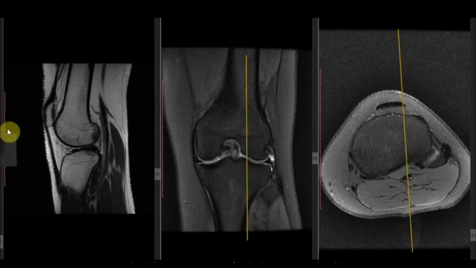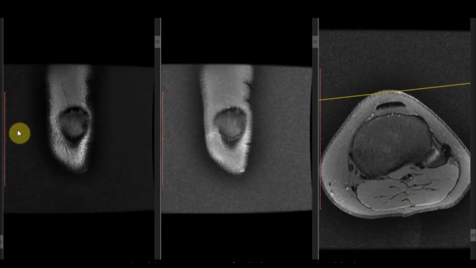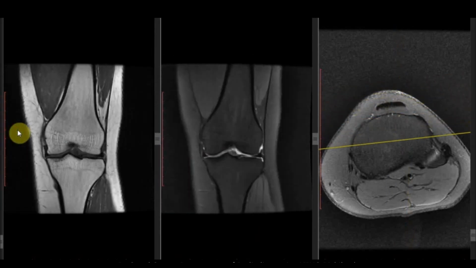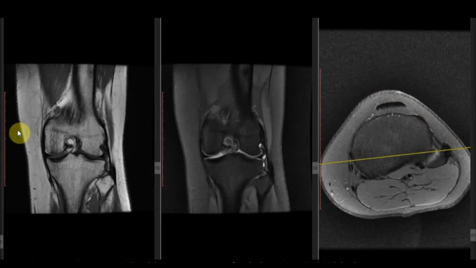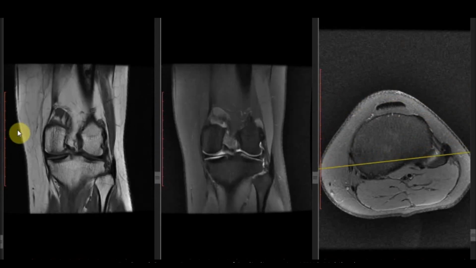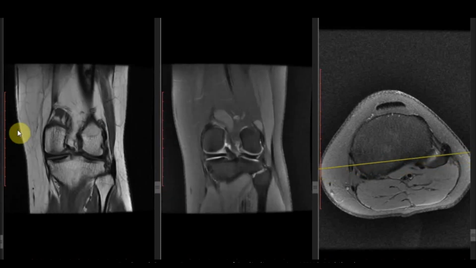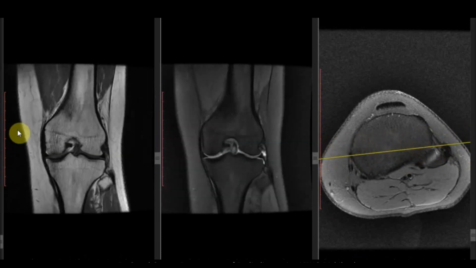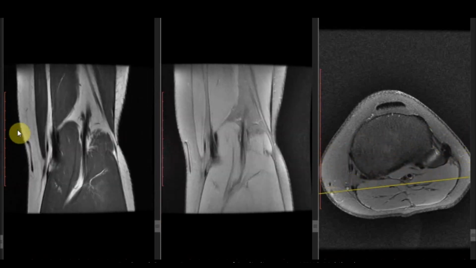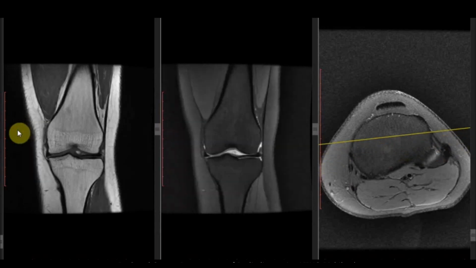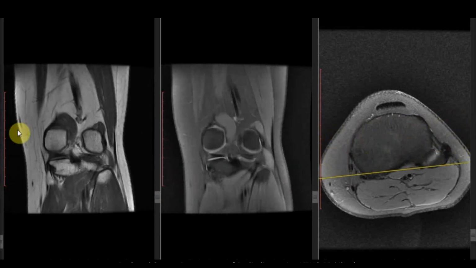Then we should have at least one sequence in the T1 weighted fast spin echo non-fat saturated. It is for visualization of the bone marrow and fractures. So good for seeing the marrow containing loose bodies present in the joint. So if we have a marrow containing loose body in the suprapatellar synovial recess or any part of the joint, it will stand out on this sequence.